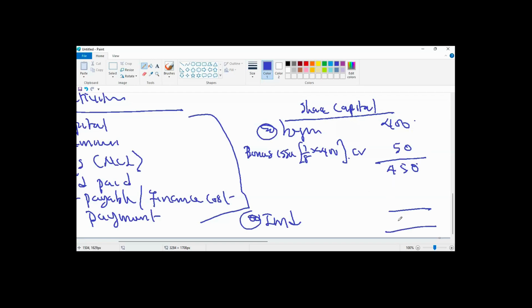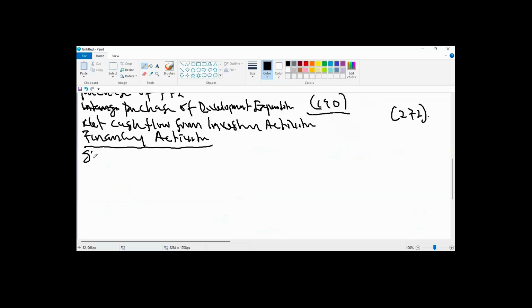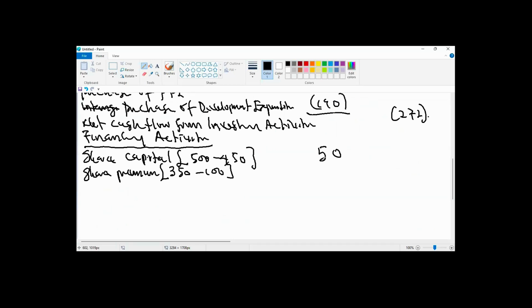500. He has given shares to the public, followed by a rights issue. Share capital: 500 minus 450. The share premium: 100 at the beginning. At the end is what? 350. 350 minus 100, 250.